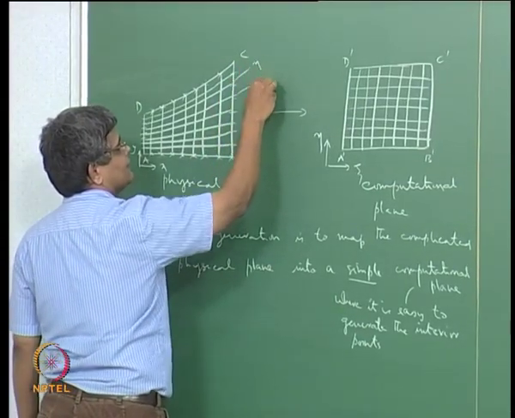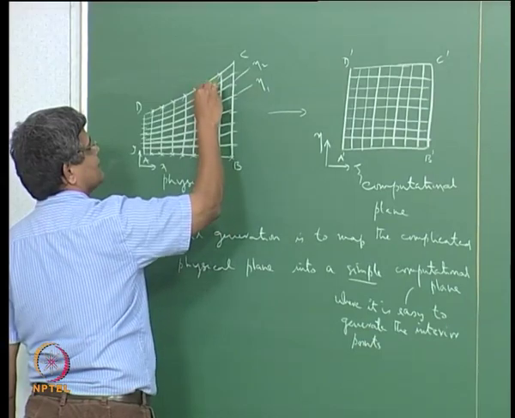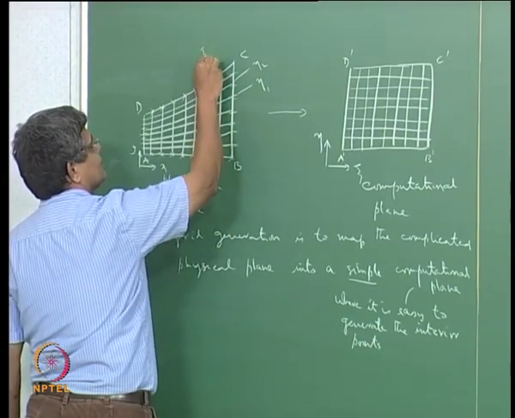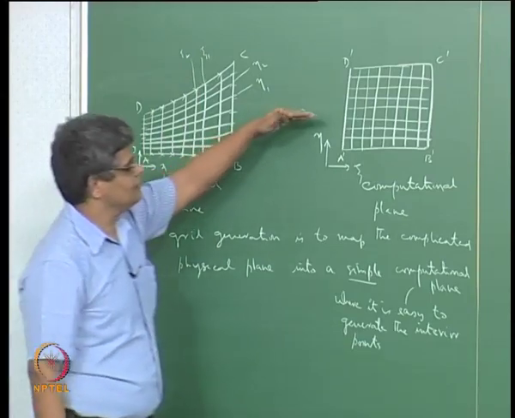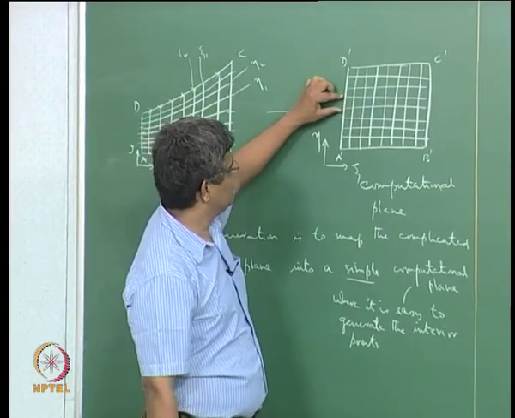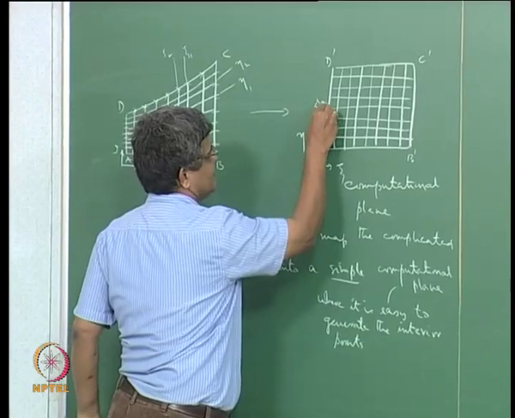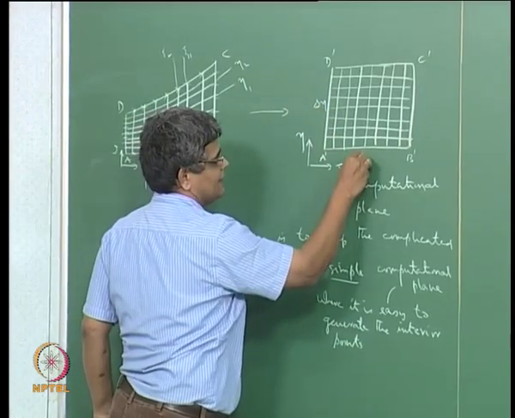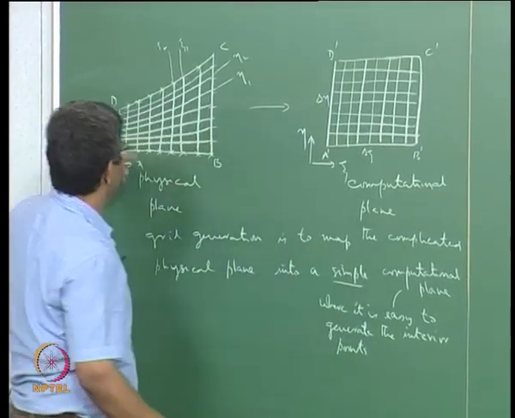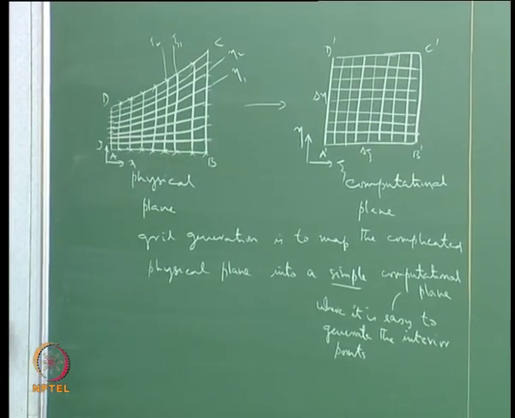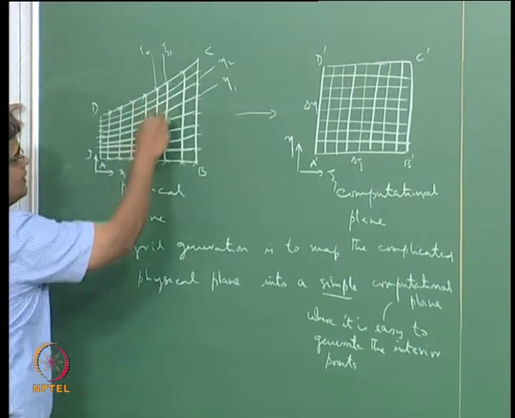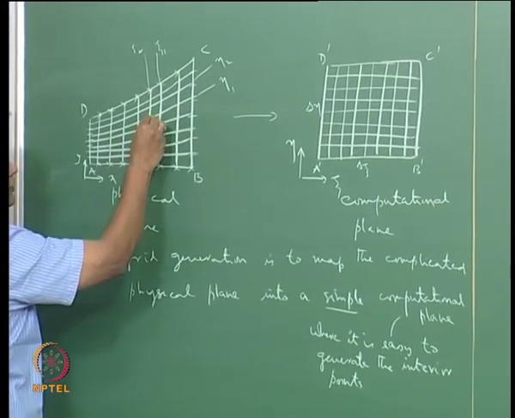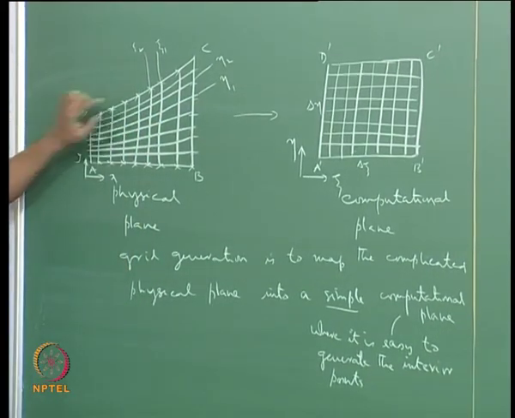This is eta 1, eta 2 like this, and this line here is psi 1, psi 2 like this. So these lines, which are straight lines separated by a constant delta eta and delta psi here, are lines which are curved in this, and the intersection of these curved lines, this psi line and this eta line, constitute the node at which we want to evaluate this.